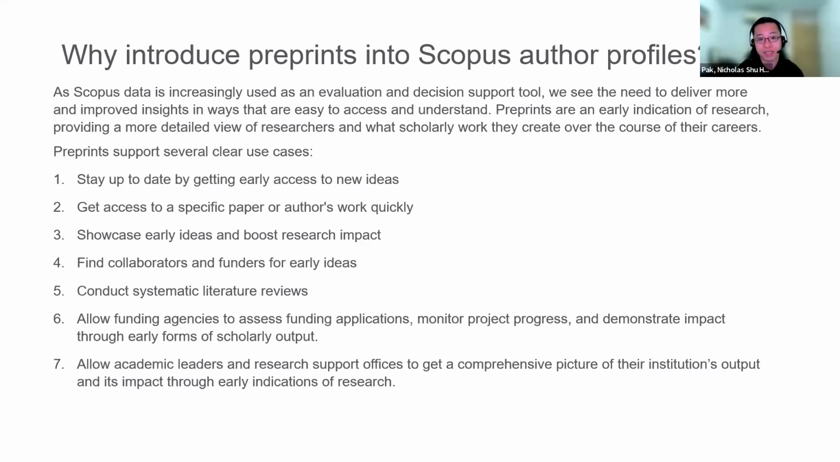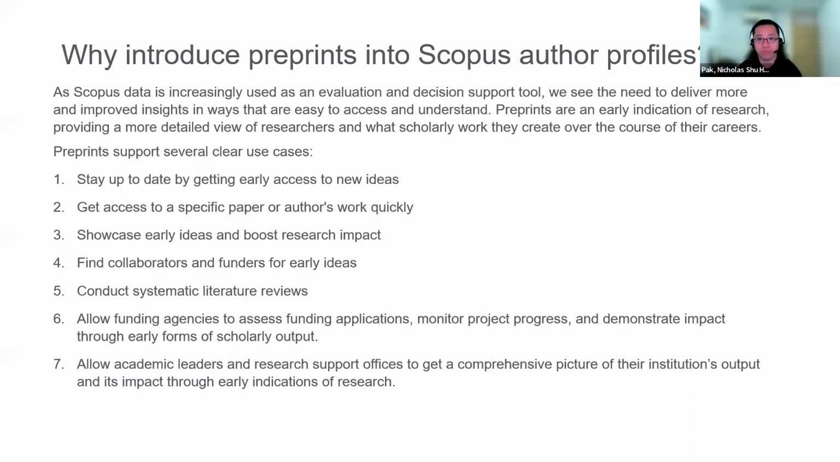You'll be able to conduct systematic literature reviews. And sometimes funding agencies can access funding applications to monitor project progress, as well as to demonstrate impact through early forms of scholarly output. Sometimes academic leaders and research support officers would be able to get a very comprehensive picture of their institution's output and its impact through early indicators of research.